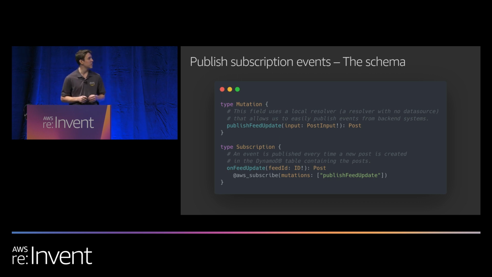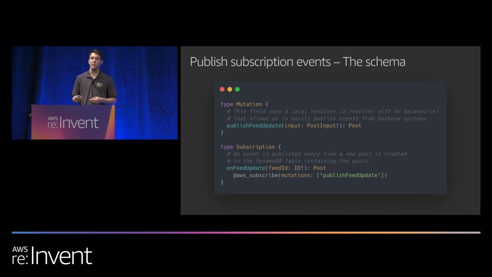And then the last piece is that AWS subscribe directive. That directive is kind of a utility that is put into the AppSync service that allows you to tell us what fields or what mutations should any particular subscription field subscribe to. In this case, we're saying that if I subscribe to the on-feed update subscription, I will be notified every time somebody publishes something through the publish feed update mutation. You can actually have multiple mutations in there, so you can have one subscription field be triggered by multiple mutations depending on how you want to implement that piece for yourself.